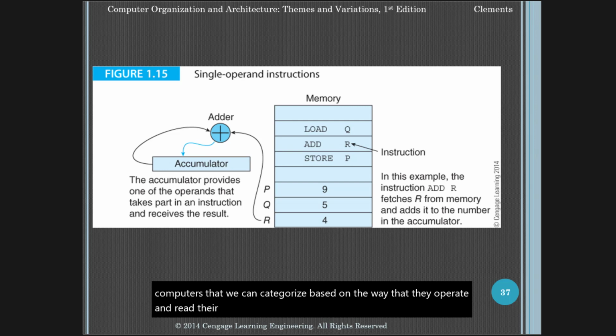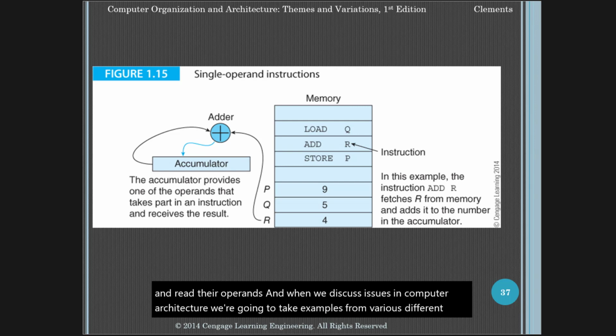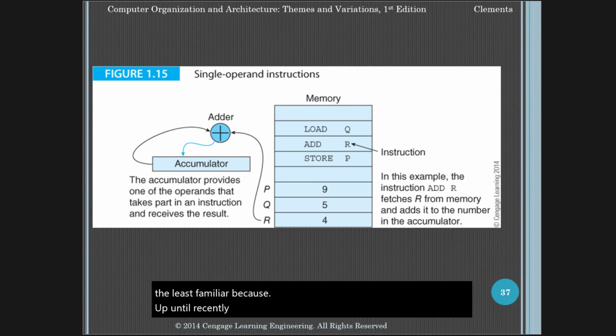And when we discuss issues in computer architecture, we're going to take examples from various different types of microprocessors, but for this particular course, we are going to focus initially on one type of processor, which is the ARM processor. Now, this is probably the processor with which you might be the least familiar, because up until recently, consumer technology didn't necessarily include an ARM processor. But from an instructional standpoint for beginners, this is a great microprocessor to talk about. So I just wanted to get that out before we start talking about memory.